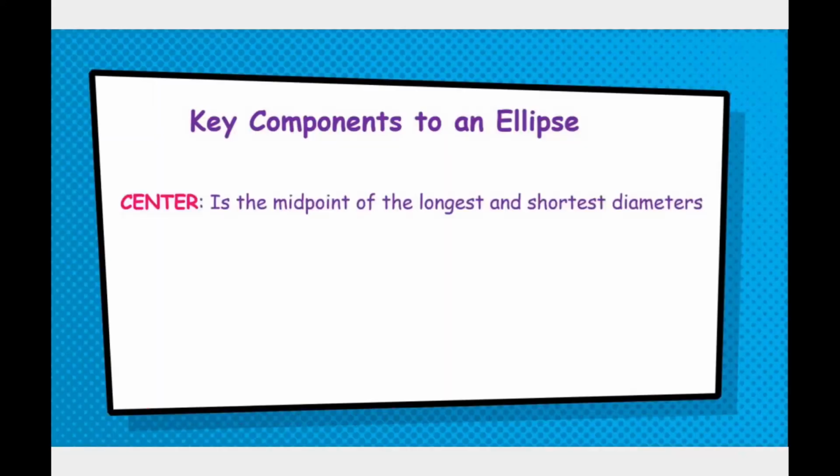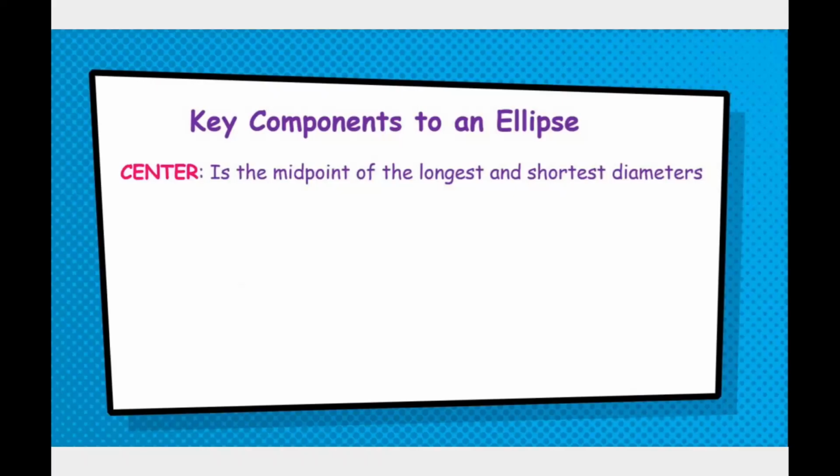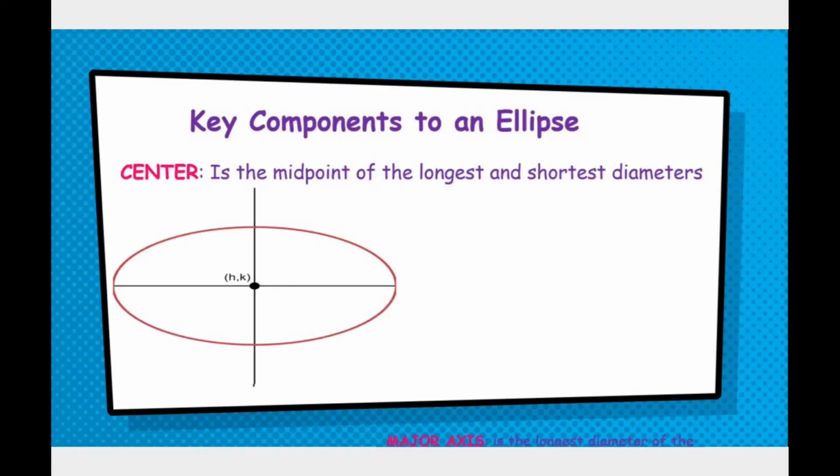But some key components to an ellipse. Since it's not a circle, we don't have a radius because it's not equal around the entire thing. But we do have a center, and that center is going to be the same as it was in a circle. It's going to be our h and k that we see in our formula. We can have an ellipse that looks like this, where h and k is the center of that.